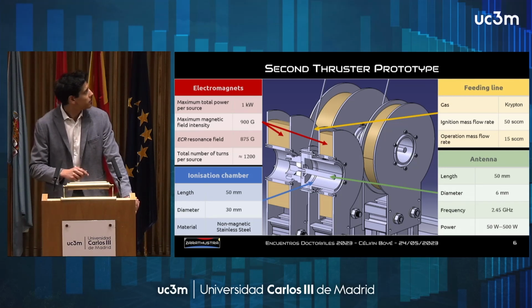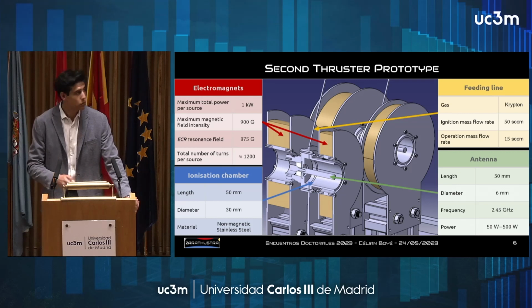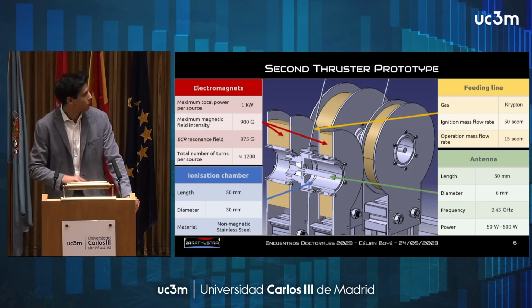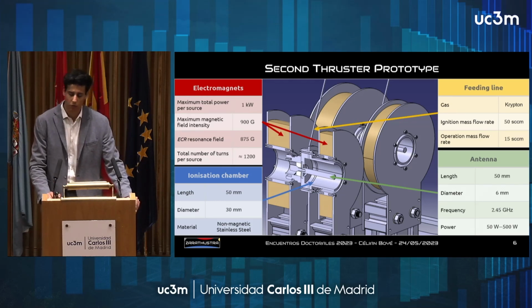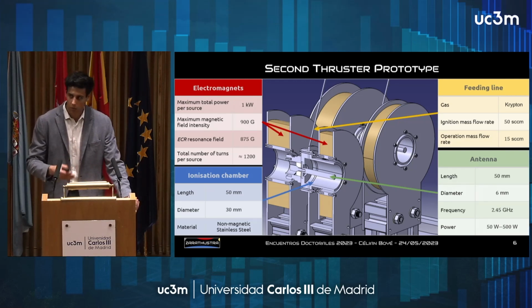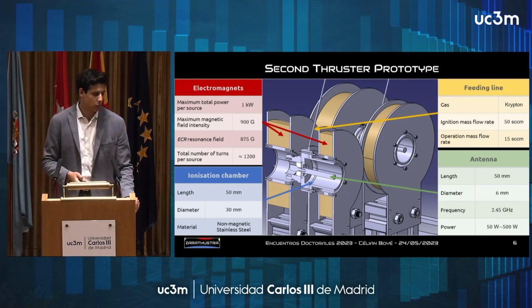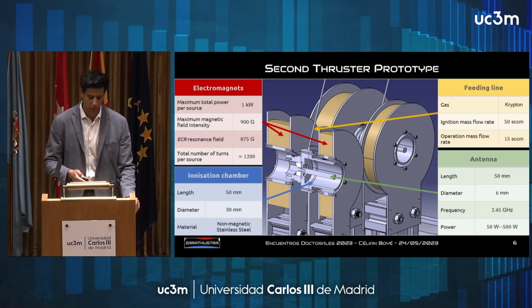We have an ionization chamber inspired by the work of Onera in Toulouse, with a length of 50 millimeters and a diameter of 30 millimeters, and to finish with the antenna that you can see right here, which is responsible to transmit the power, with a length of 50 millimeters, and we are using a microwave frequency of 2.45 gigahertz in the range of 50 watts to 500 watts, which is the very maximum we can get with our system.